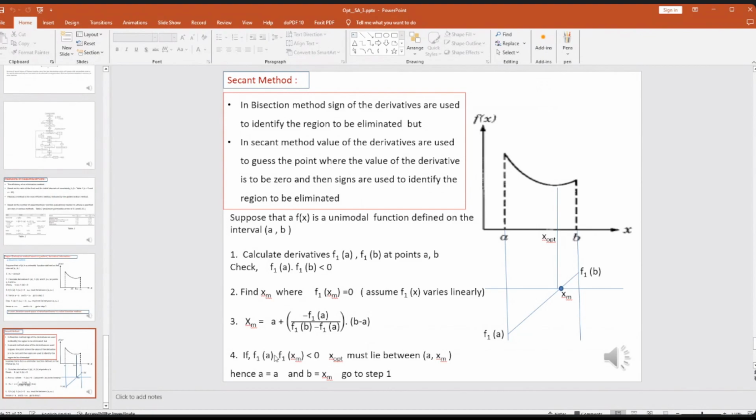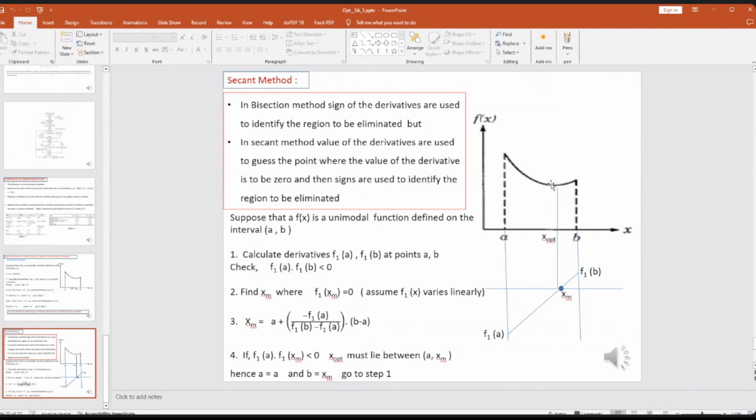What is the assumption, or what is the formulation? Suppose, like the interval ab, you are calculating the derivatives f1a and f1b at points a and b. Checking that the f1a, f1b product is less than 0 ensures the existence of minima within a and b. Now, instead of selecting xm as the midpoint of the two, you can guess the position of the optima using this method. Here the assumption is that the gradient varies linearly.